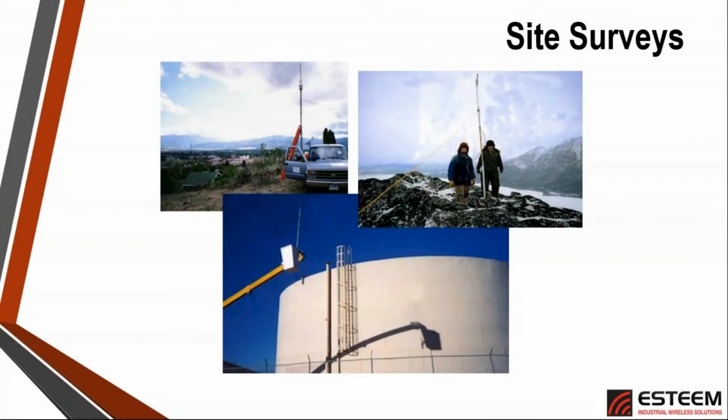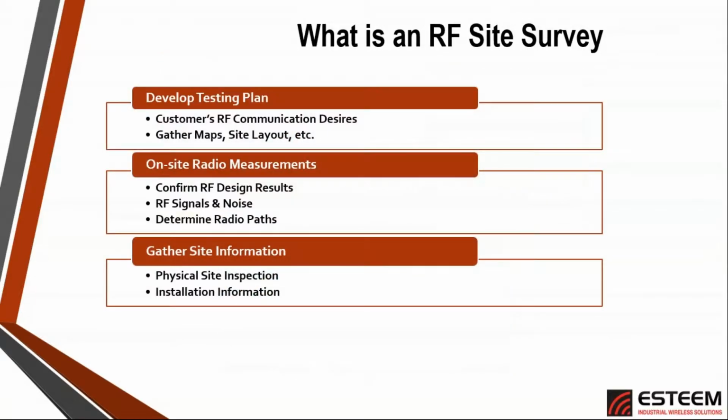So to start with, the site survey. The idea behind this is that we are developing a test plan for how we want the system to work. What we're trying to do is get the customer's desires into an actual operating system. We communicate when we start this process. That's where we start with the RF system design as a whole.